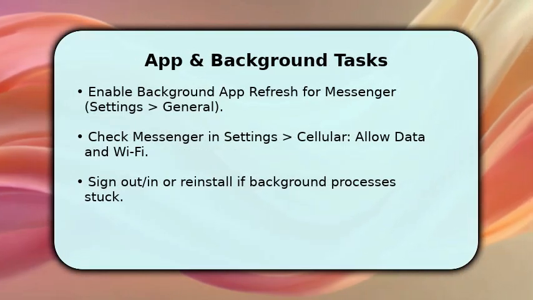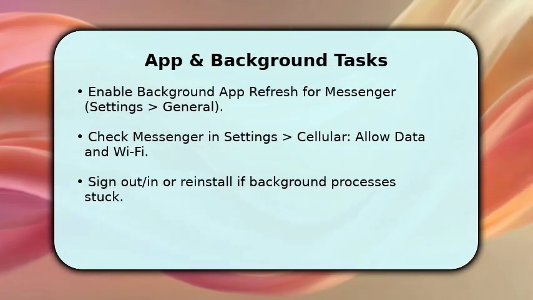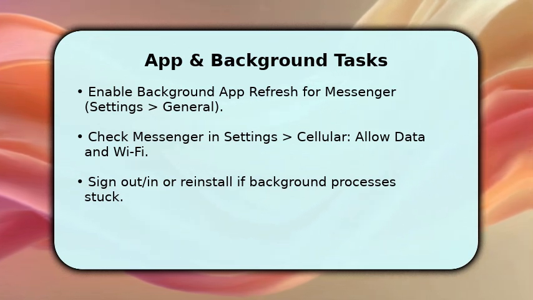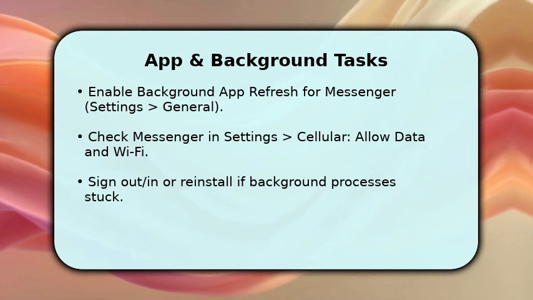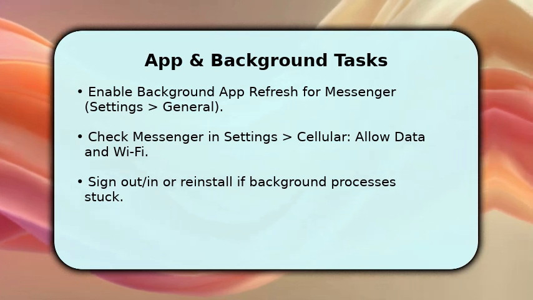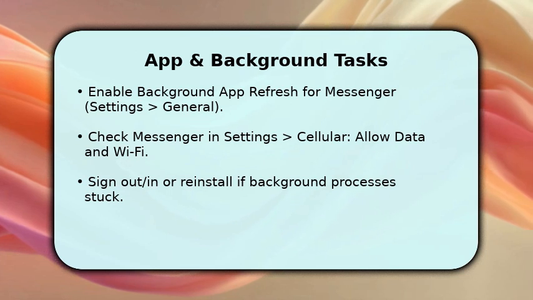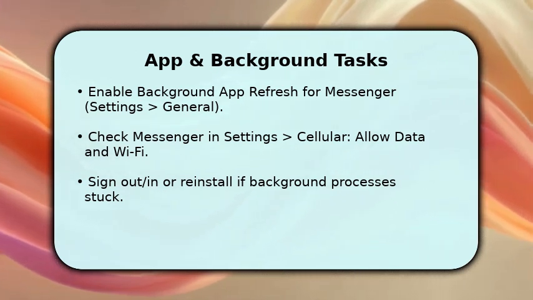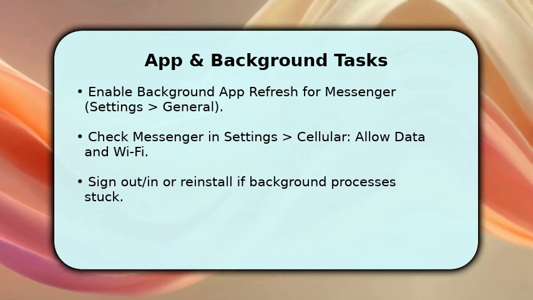Next, you handle background processing so Messenger can push notifications reliably. Go to Settings, General, Background App Refresh and enable it for Messenger on Wi-Fi or Wi-Fi and cellular. This lets the app fetch messages. Then open Settings, Cellular and confirm Messenger can use data, which is essential when Wi-Fi drops.